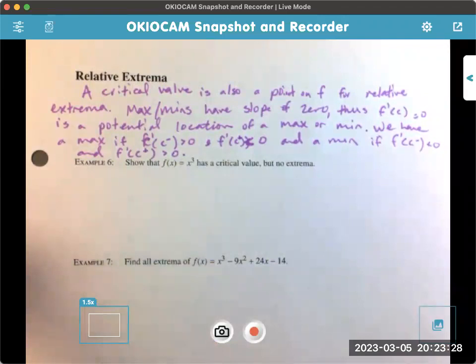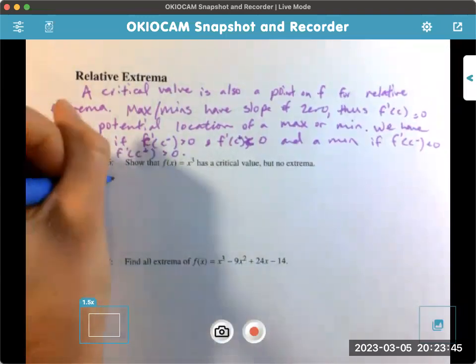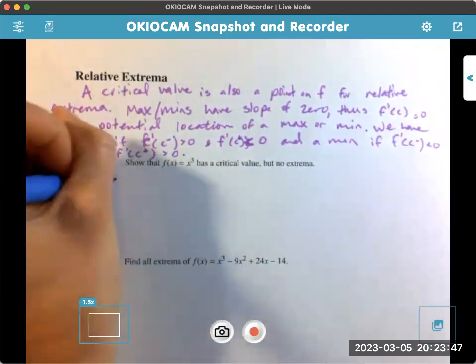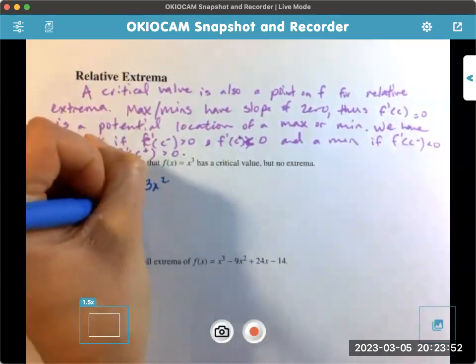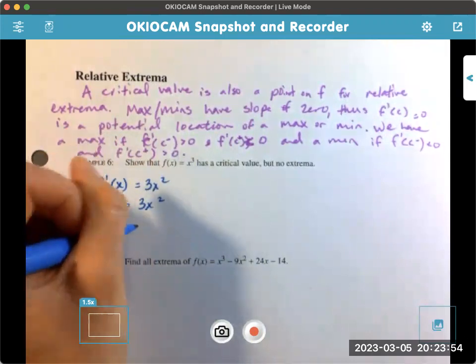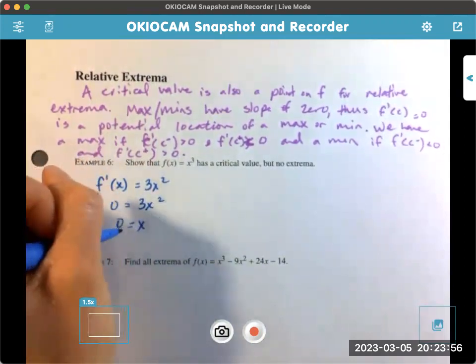Okay, so 6. Show that f of x equaling x cubed has a critical value, but no extrema. So I would really like for you to pause, give it a whirl, and then press play when you are done. Okay, we're back. So same old, same old. We're going to find the derivative, 3x squared. We're going to set it equal to 0. Okay, so that says that x equals 0.